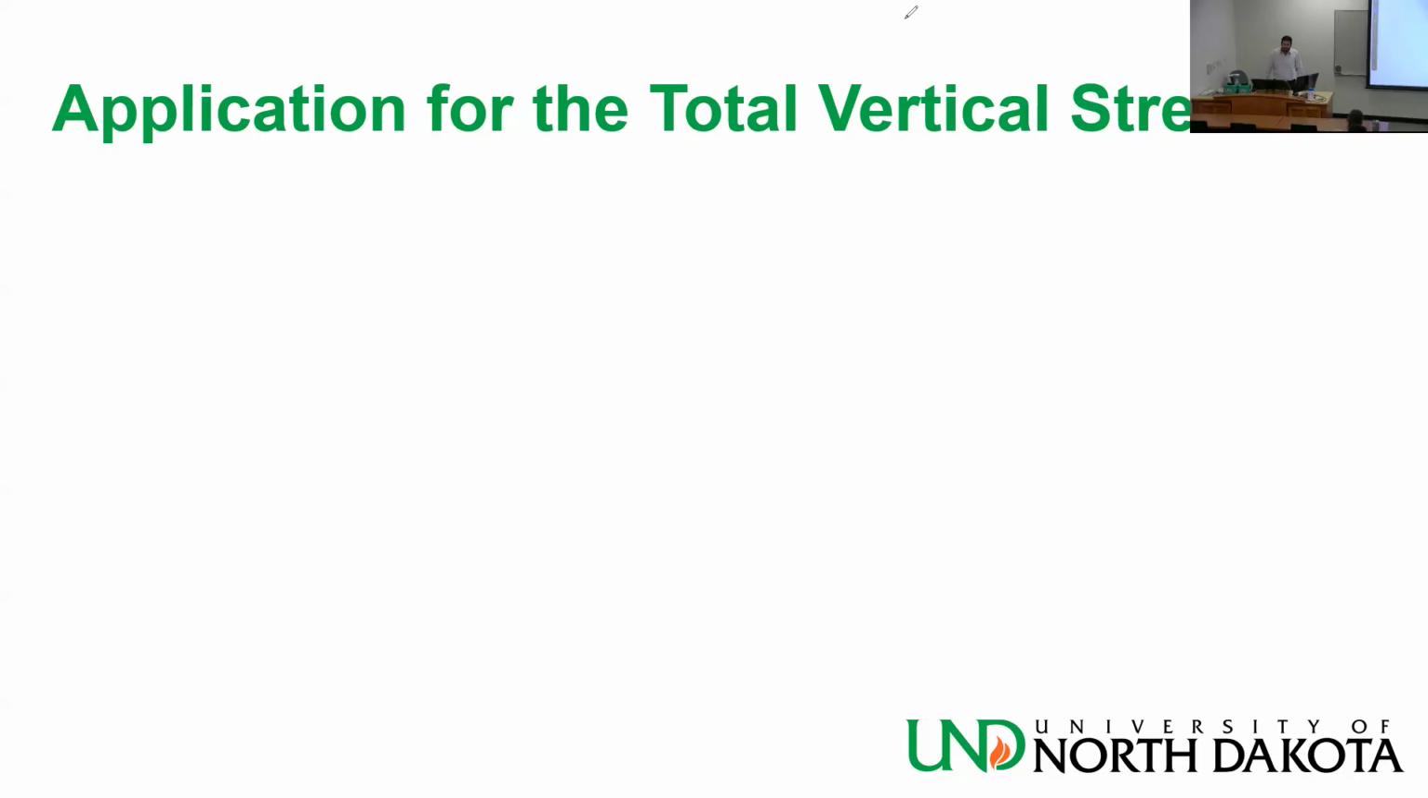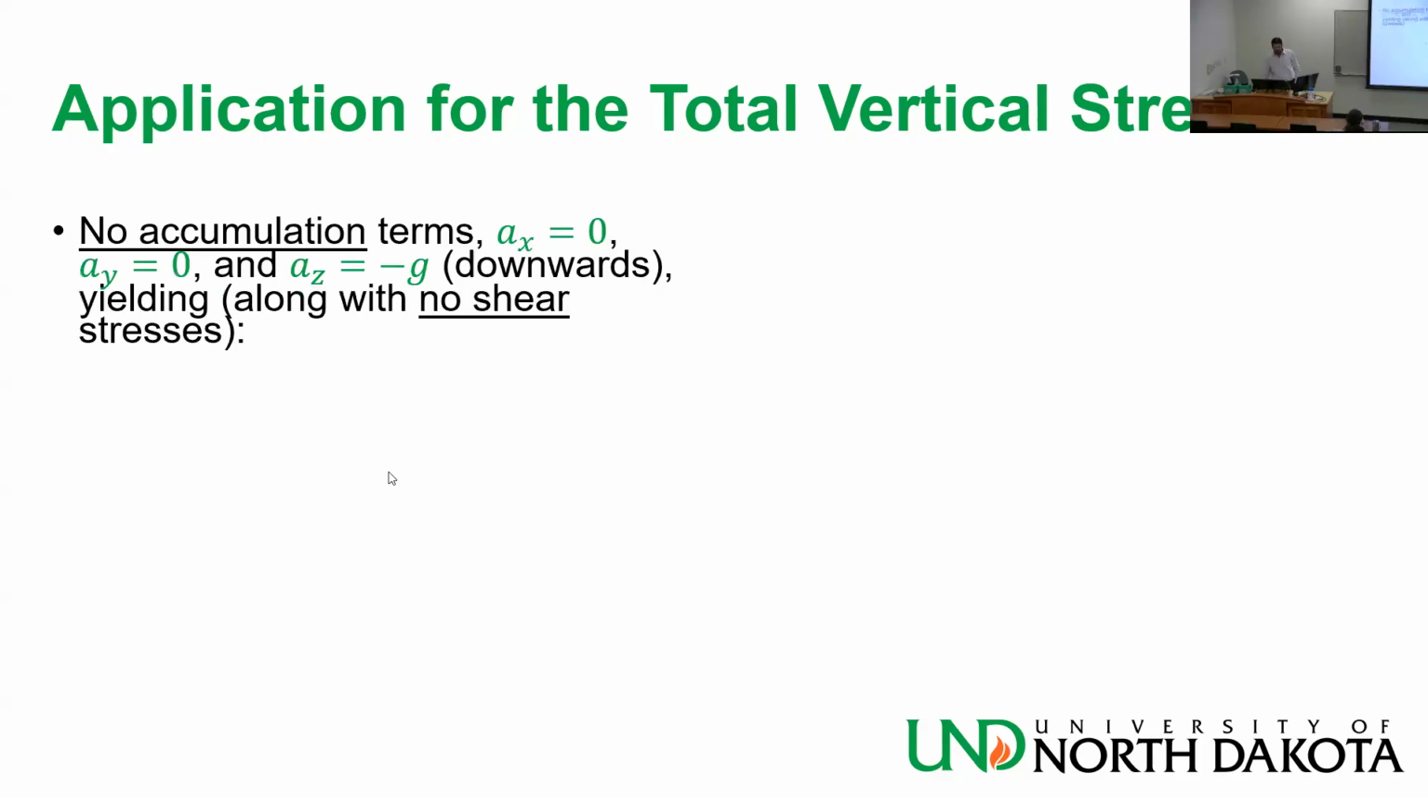Now let's do that, and it's gonna clear things up for the alpha terms. Let's do the application in the vertical direction, basically Z. You will see why I choose the vertical direction. I want to show you something where in the vertical direction, alpha X is 0, alpha Y is 0, alpha Z is not 0, it's minus G. That's why I choose the vertical direction. And let me make another assumption: no accumulation terms. Alpha X, alpha Y equal to 0, alpha Z is given to you. And let's just say no shear stresses.